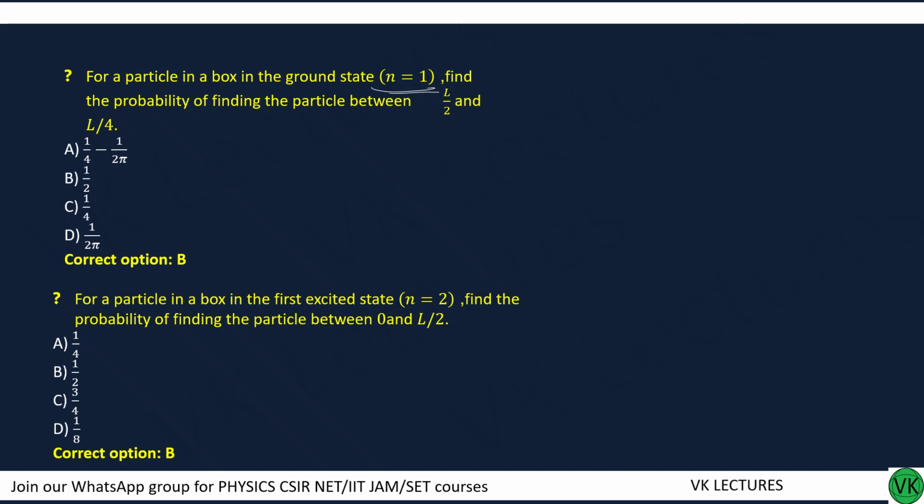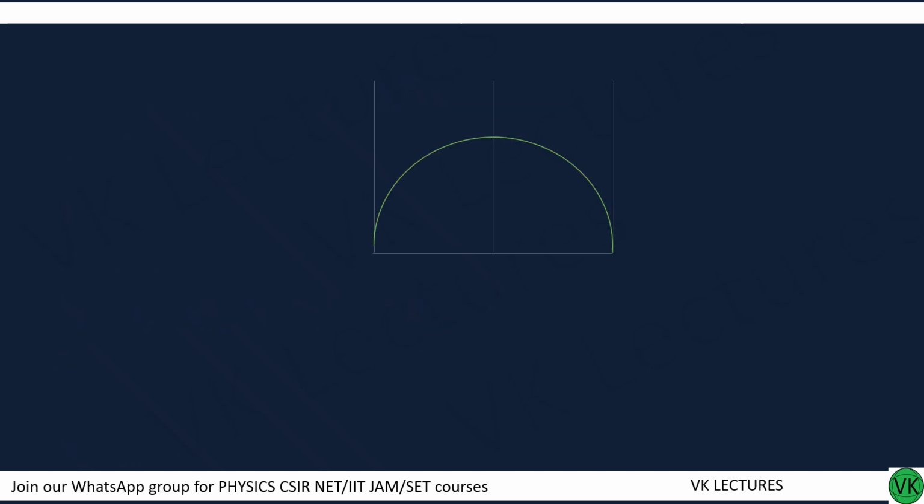You just find. And the second problem is for the first excited state, that is n is equal to 2. Here also you find from 0 to L by 2. Okay. So after seeing all these results, finally we can generally consider this as a particle in a box, 0 to L, particle in a box problem.